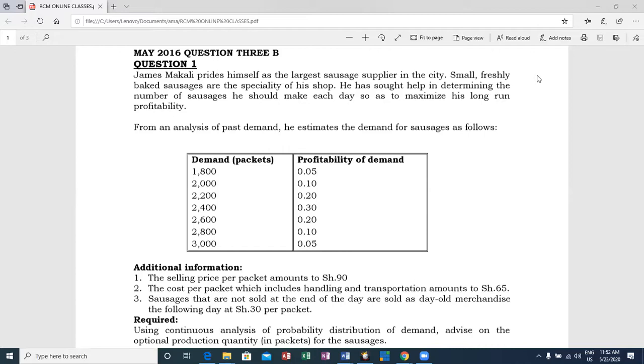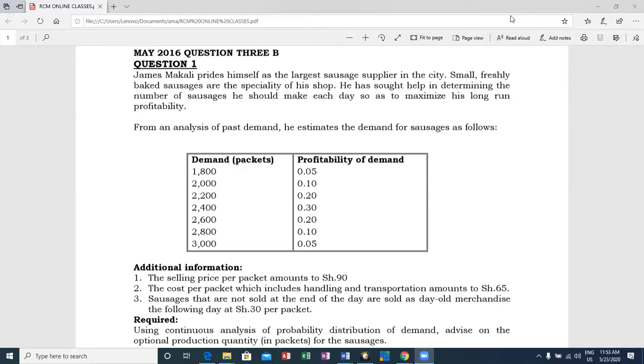Required, using continuous analysis of probability distribution of demand, advise on the optimal production quantity in packets for the sausages. So as a good student of management accounting, I'm able to understand that here I'm dealing with a product that is perishable. And that is why they have given us 2 selling prices. Because it is a perishable item, the first thing I will do is to assume that I will be able to sell my sausages normally.